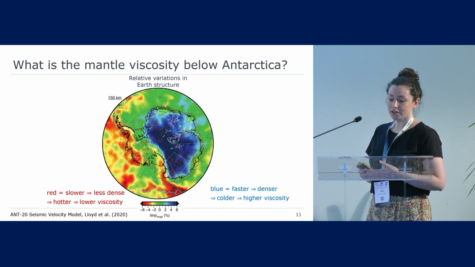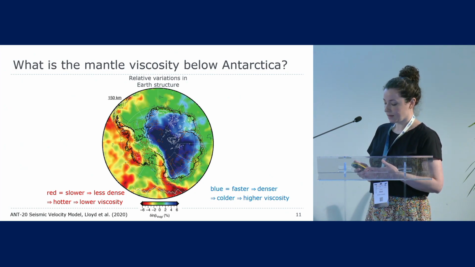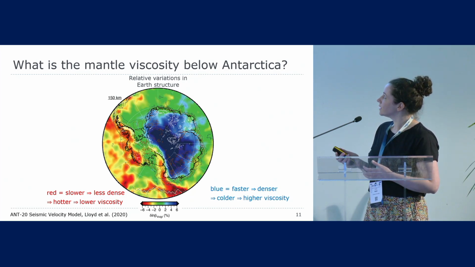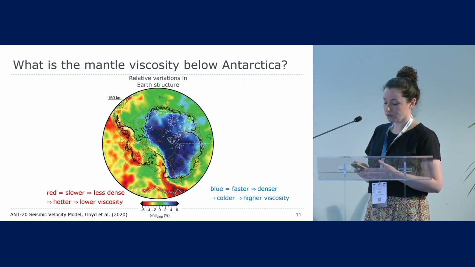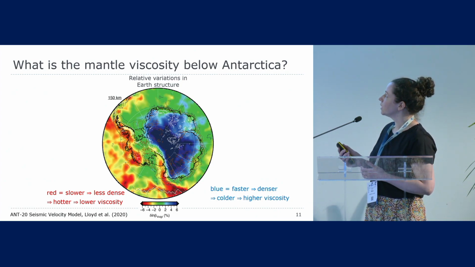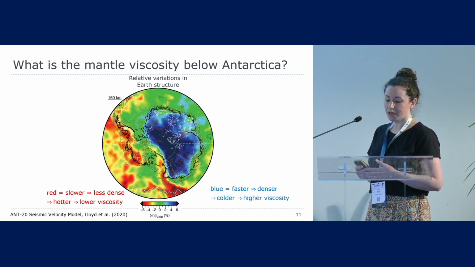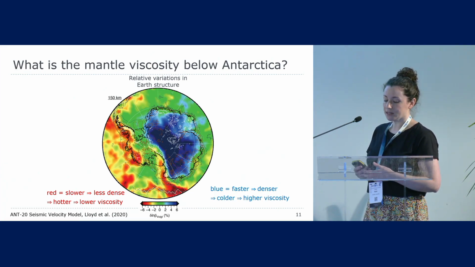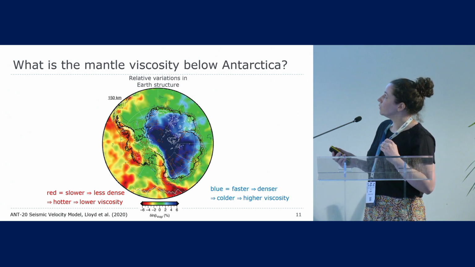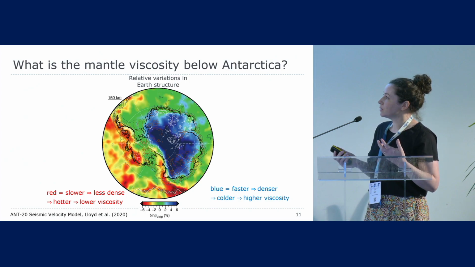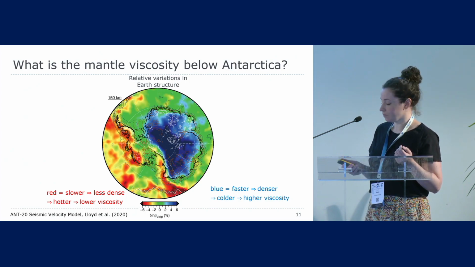So what is the mantle viscosity below Antarctica, and how can we use these individual studies to help? This is the ANT20 seismic velocity model, and what seismic velocity models can really nicely tell us is the lateral variations in Earth properties. You can see East Antarctica is dominated by blue, which indicates denser, colder and higher viscosity material in this area. Over in the west, there are large regions of red, indicating less dense, hotter and lower viscosity material.